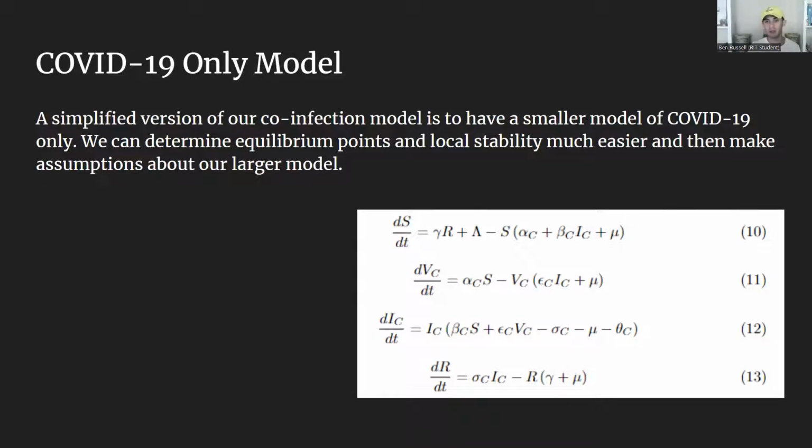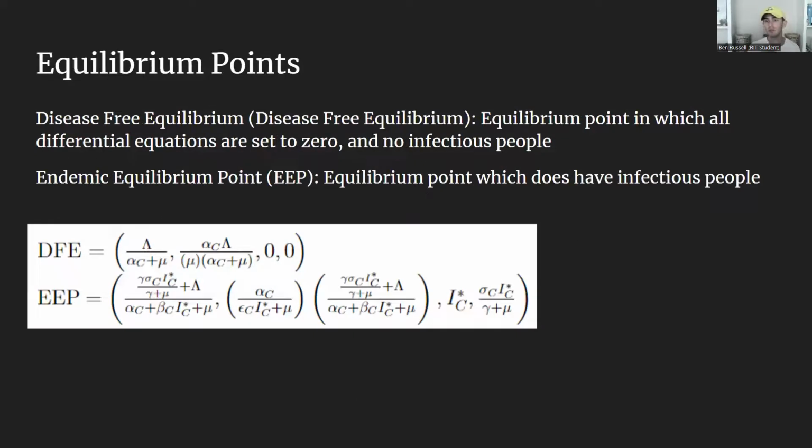So we're going to look at COVID first to minimize the amount of stuff that we have to do, and then translate that to our larger co-infection model. The first thing we do is find the equilibrium points. The disease-free equilibrium is just when there's no COVID. When there's no disease present, that is the equilibrium point. Our equilibrium point is when we set all of our differential equations to 0, and then we solve.